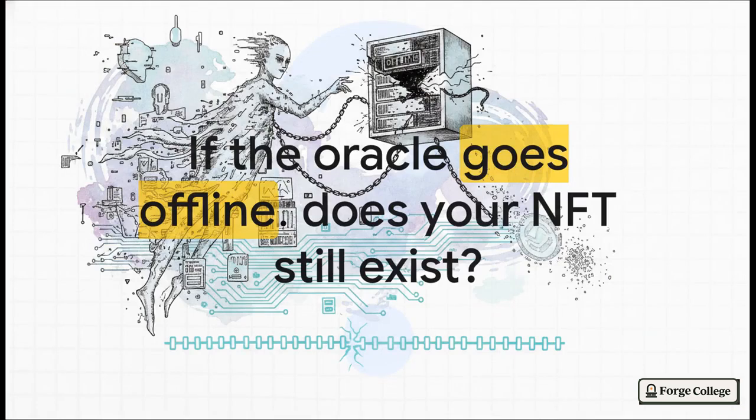Before we go, I'm going to leave you with this somewhat provocative thought. If your dynamic token's body relies entirely on an off-chain oracle, and that oracle server goes offline permanently, does your NFT still actually exist, or is it just a ghost in the machine? Ponder that terrifying thought for a bit, because in our next lesson, we are going to tackle concrete on-chain storage strategies to prevent exactly that doomsday scenario.